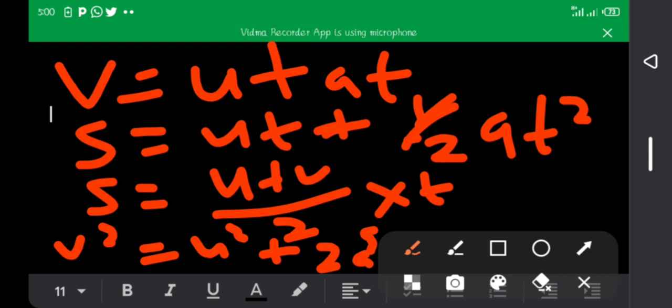Now you know what each of these represents. Your v there is your final velocity, your u there is your initial velocity, your a there is your acceleration, your t there is your time, your s there is your distance. So that's all. Now you need to know these formulas, although you can obviously derive some of them yourself.